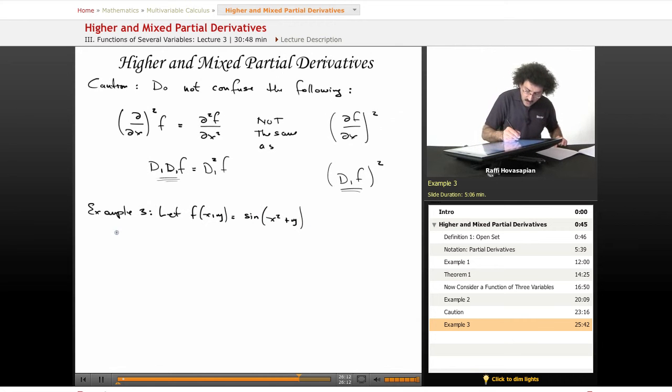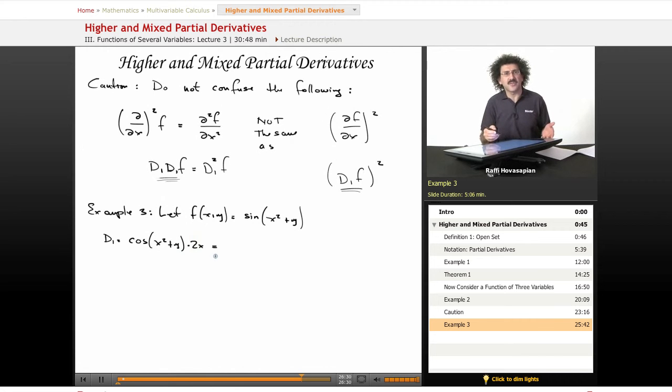So we have d1, the derivative with respect to x. We have cosine of x squared plus y times 2x. You can leave it like this, it's not a problem, but it's traditional to bring all of the functions forward and leave the trigonometric function to the end. So 2x times the cosine of x squared plus y.